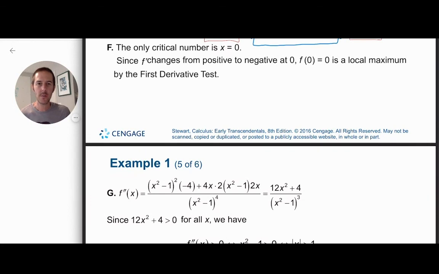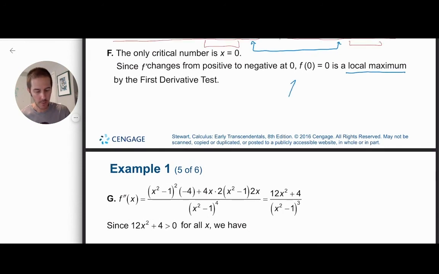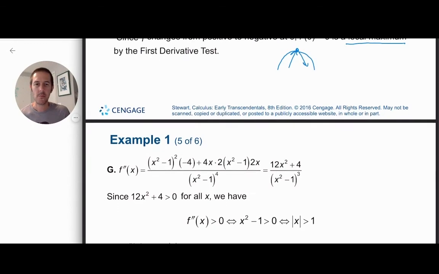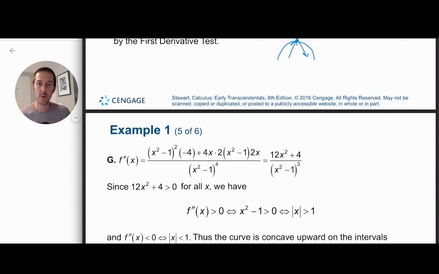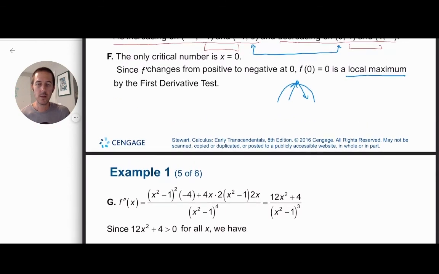Since we're changing from increasing to decreasing when x equals 0, we can say that that is a local maximum. We're changing again from increasing to decreasing. That looks like we're right at the top of a hill, perhaps, which would make this point here a maximum. We could also run that through our second derivative test, and see if we're concave down, which we should be at the point where x is equal to 0.